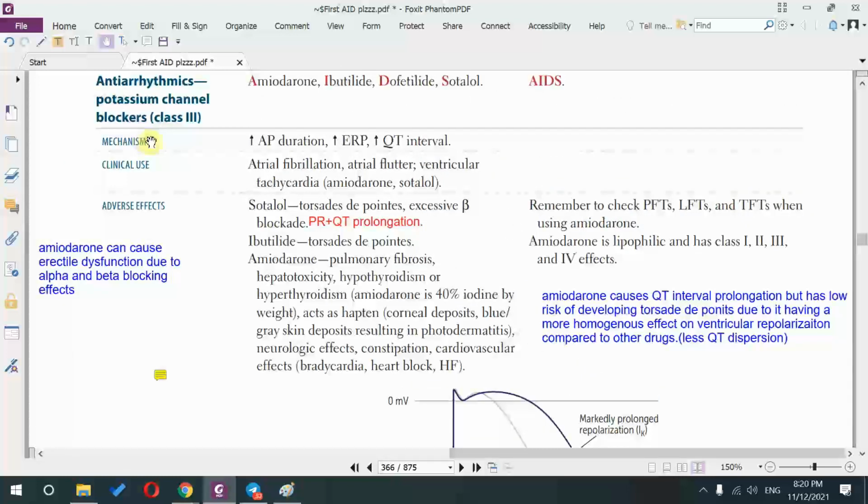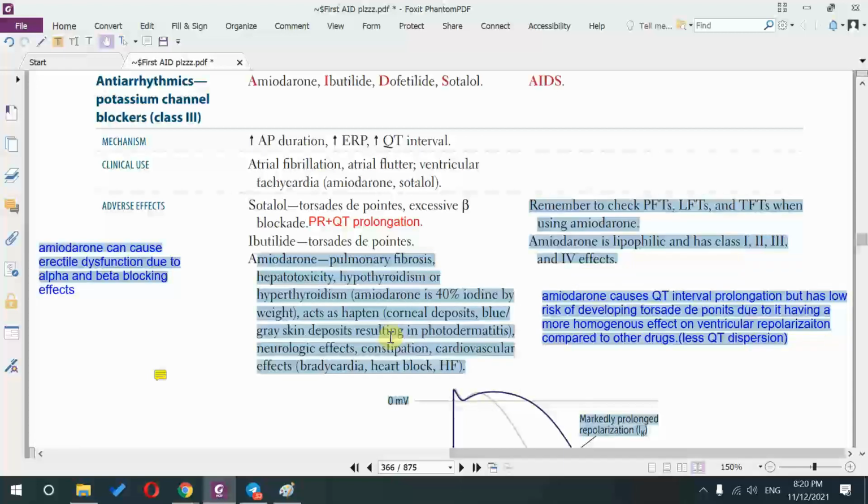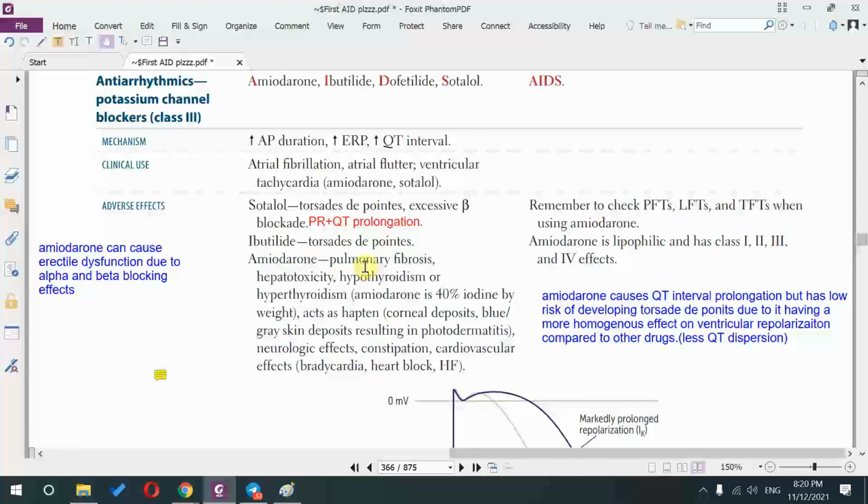Okay. So clinical uses include atrial fibrillation, atrial flutter, and ventricular tachycardia, especially with amiodarone and sotalol. Okay, so amiodarone, it's an amazing drug, not because of the drug, but because of its side effects. Man, look here. You have a whole list of side effects. So let's tell you about these and then ask you if we use it or not.